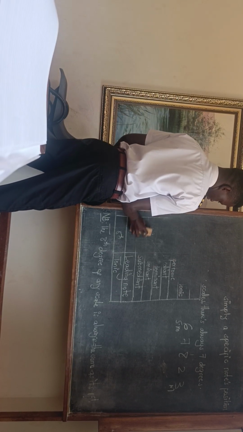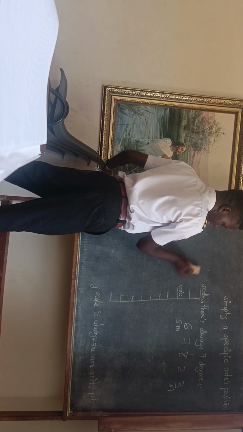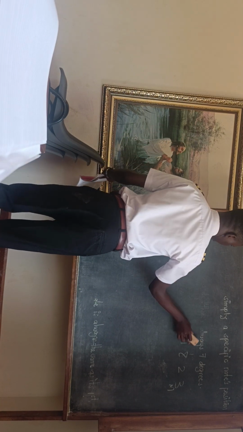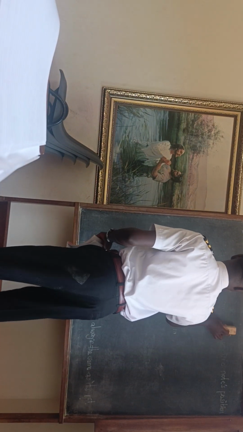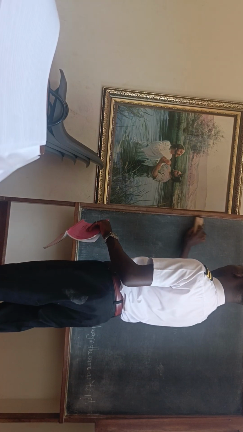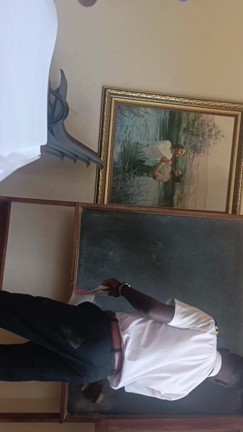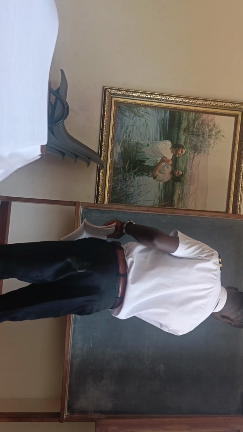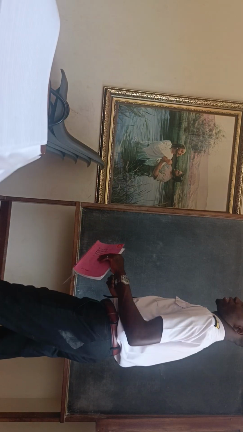So you have major scales and minor scales. The other type of scale is the chromatic scale. Usually the major scales are diatonic scales. Minor scales are an extraction of chromatic scales.